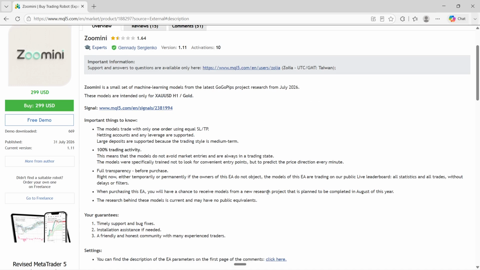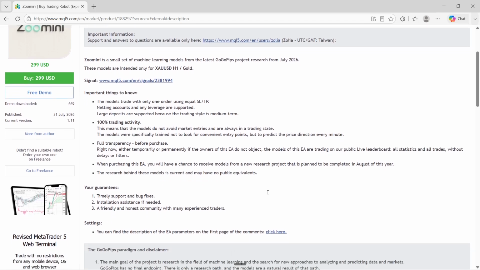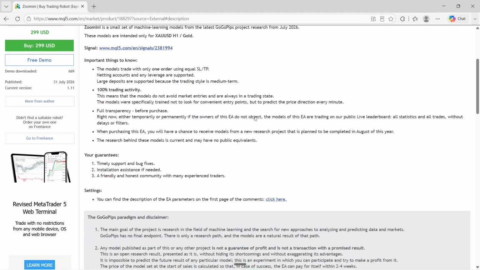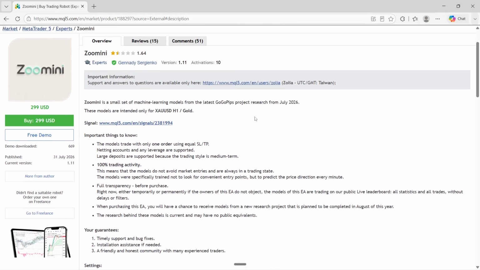The core design is deliberately different from most EAs. The models trade with only one open order at a time, using equal stop loss and take profits. They support netting accounts and any leverage. Because the style is medium term, larger deposits are also supported.